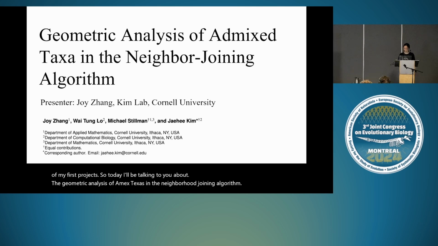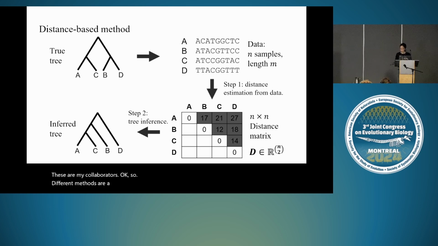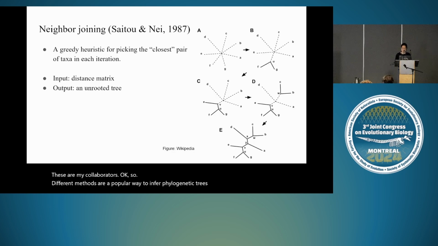These are my collaborators. Okay, so distance methods are a popular way to infer phylogenetic trees from genomic sequence data. The neighbor joining algorithm is a type of distance-based method. It's a greedy algorithm: in every iteration, it tries to pick the closest pair of taxa. And I'll define how this algorithm defines closeness.